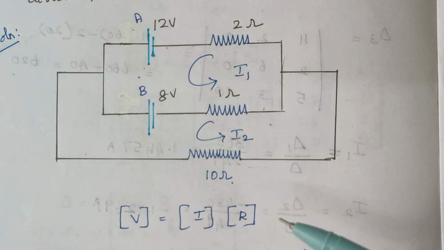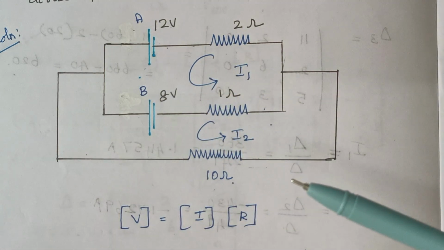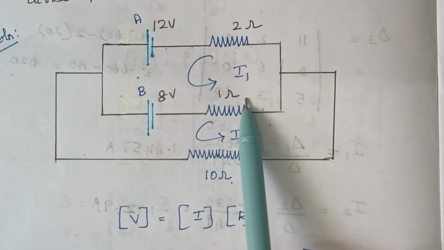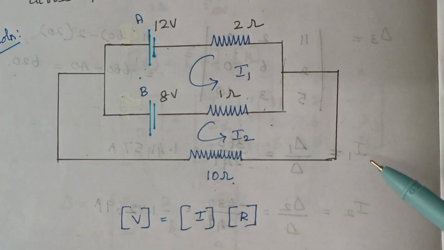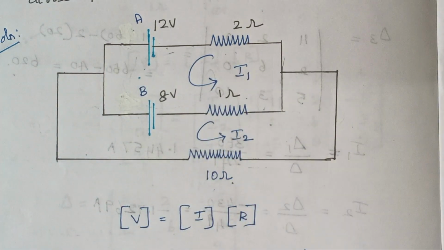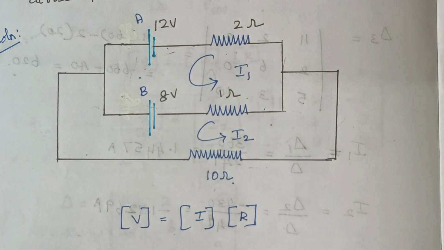Before proceeding, the main thing to be noted is here I had assumed the direction of current by myself. So I assumed the current flowing through this closed path as I1 and this closed path as I2, since here we are having two loops, two closed paths. This is your first closed path and this is your second closed path. Again I am repeating, no need that the direction of current should be always like this. It's up to you.